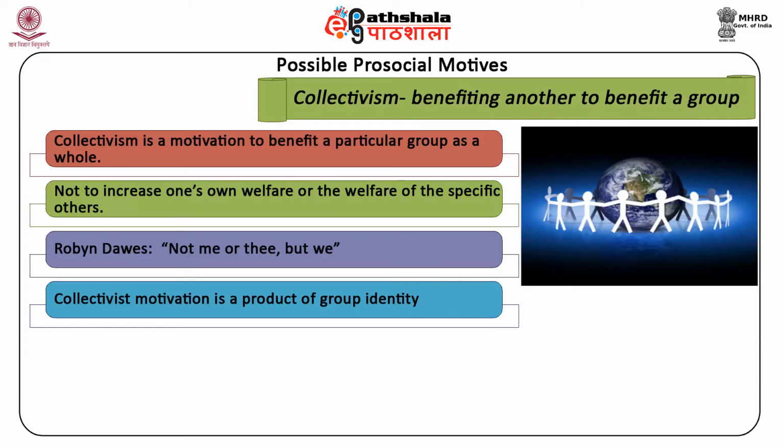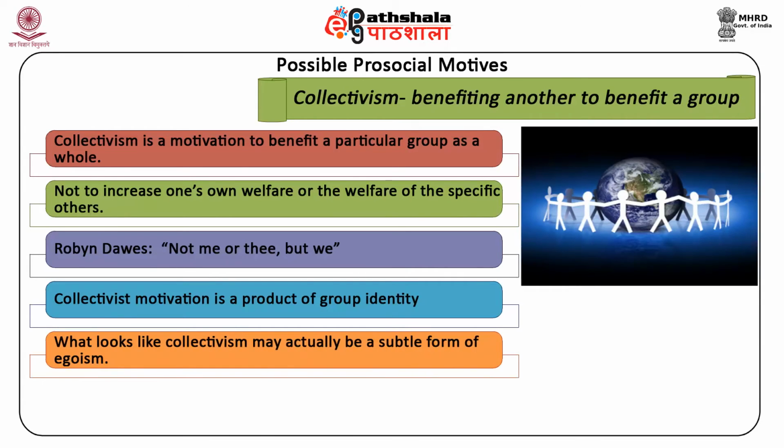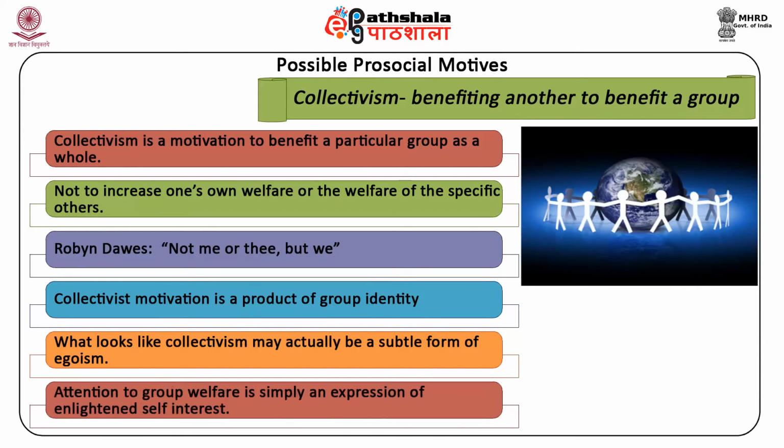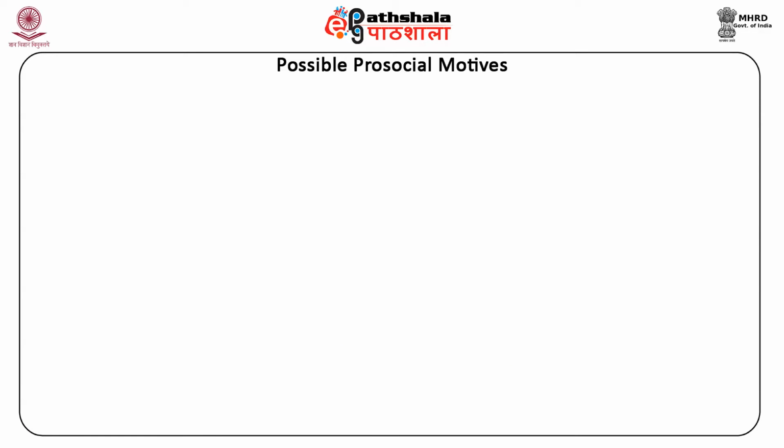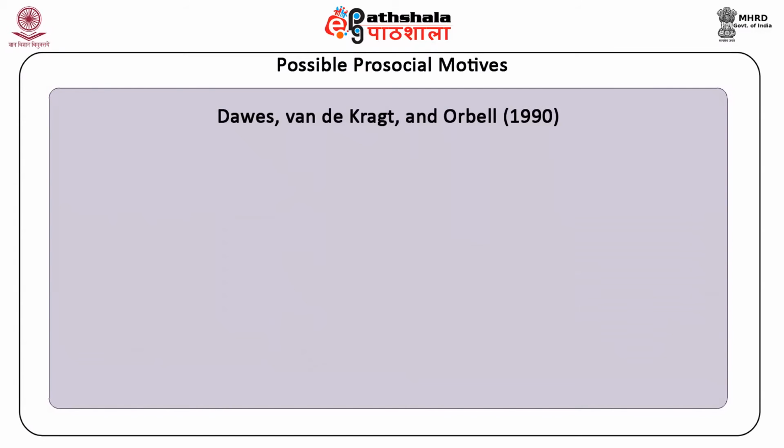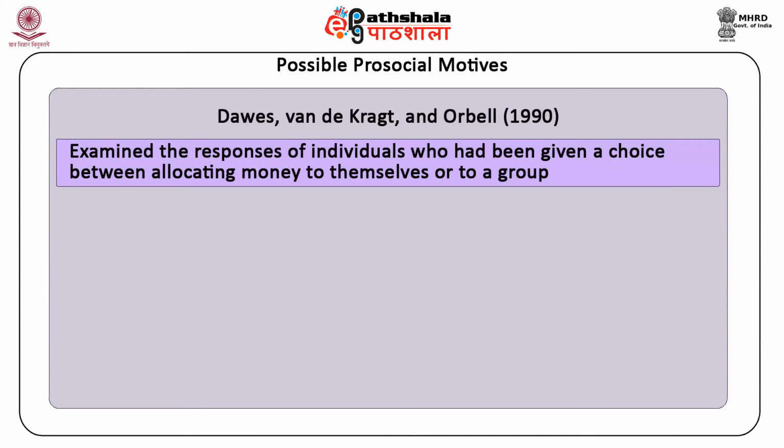However, as with altruism, what looks like collectivism may actually be a subtle form of egoism. Perhaps attention to group welfare is simply an expression of enlightened self interest. Collectivism, benefiting another to benefit a group. The most direct evidence that collectivism is independent of egoism comes from research by Dawes, Van de Kragt, and Orbell. They examined the responses of individuals who had been given a choice between allocating money to themselves or to a group.